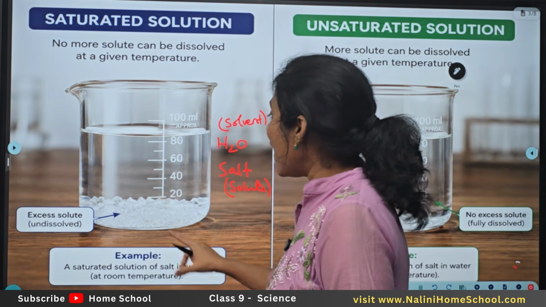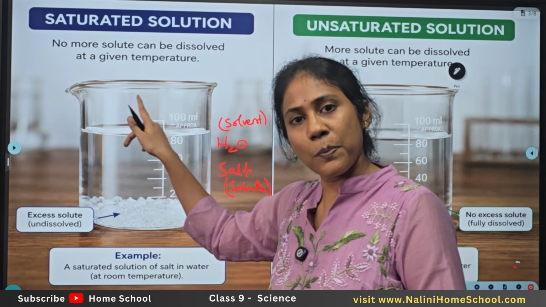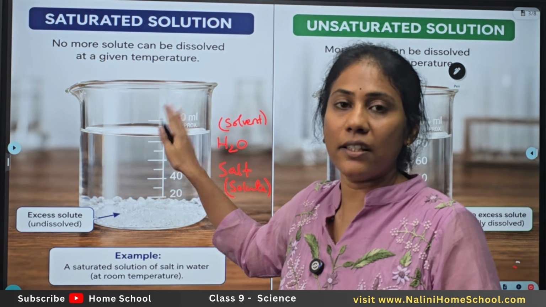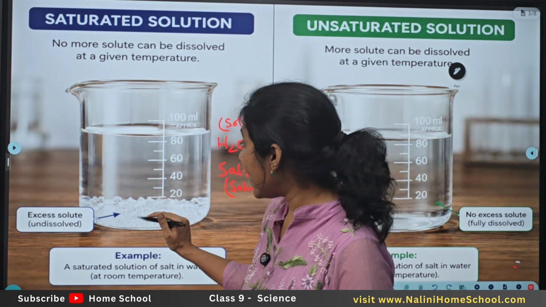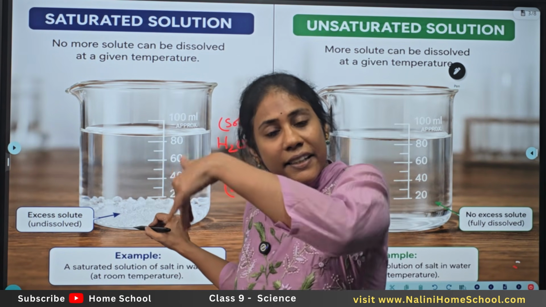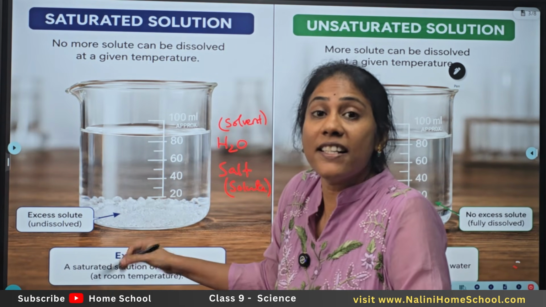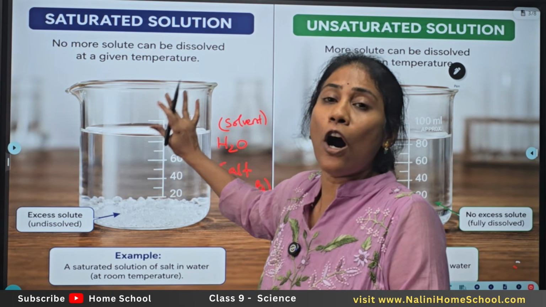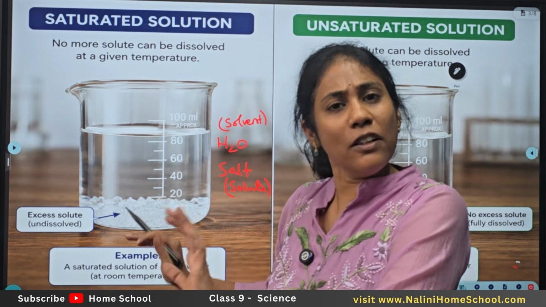Okay, so one spoon I added, I stirred it, it dissolved. Second spoon I added, it dissolved. Third spoon I added, dissolved. But the fourth spoon that I added is not getting into the water. Okay, so it is not at all dissolving. The limit of salt getting into water got over.